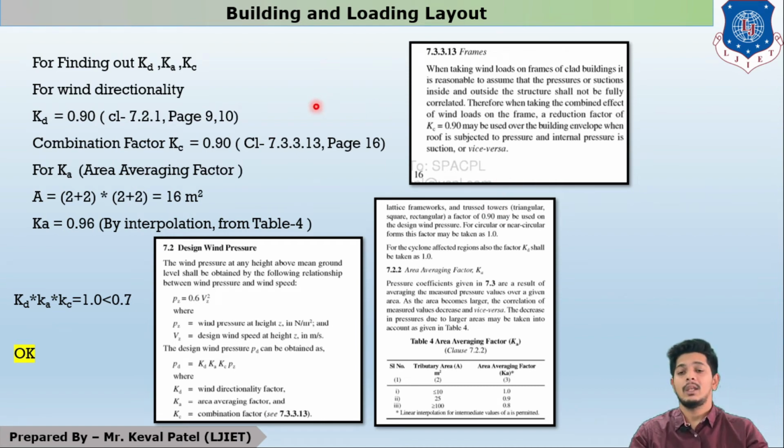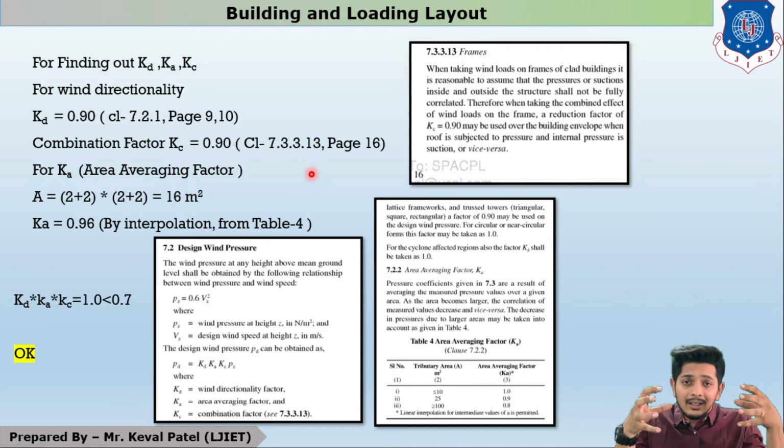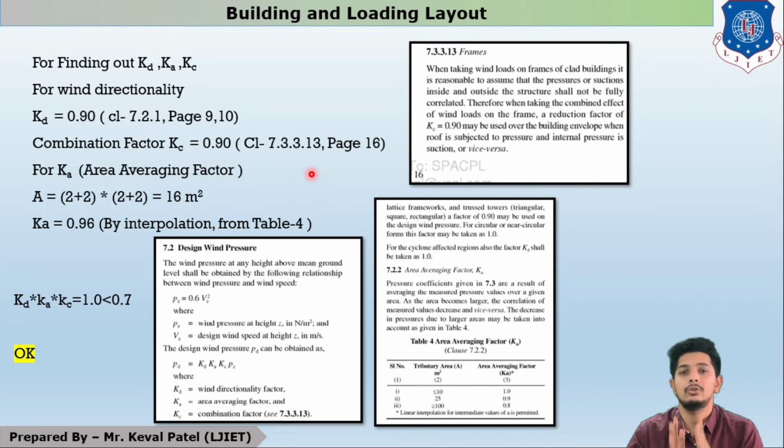For Kc, IS code clause 7.3.3.13 should be followed, and in that Kc should be taken as 0.90. In the previous video, I also explained that if a building is under wind pressure from only one direction, then the Kc combination factor should be taken as 0.9. But if it is given that the wind is acting from two different directions, then you should take Kc as 1 for safety. And a third factor, that is Ka.